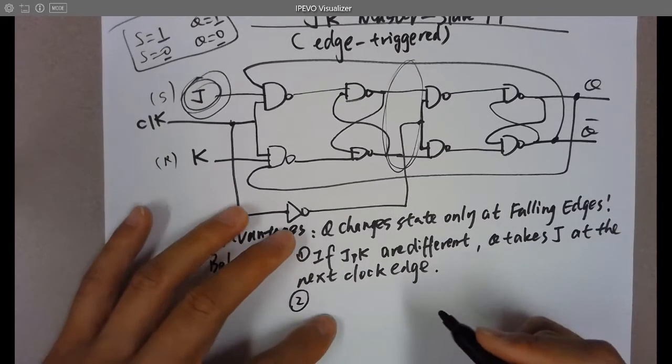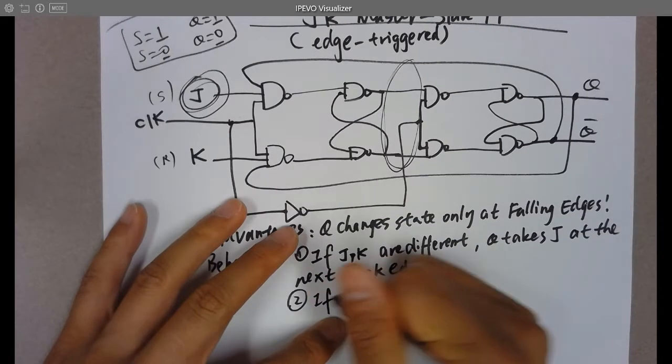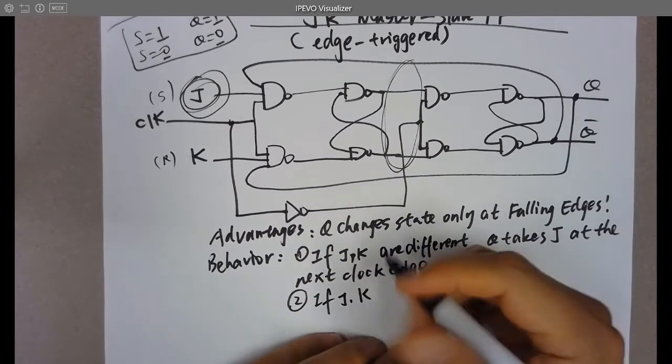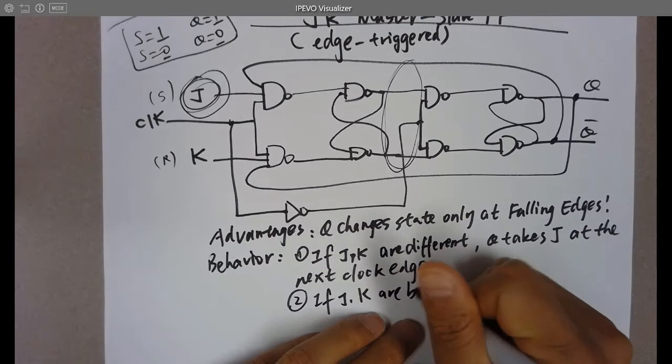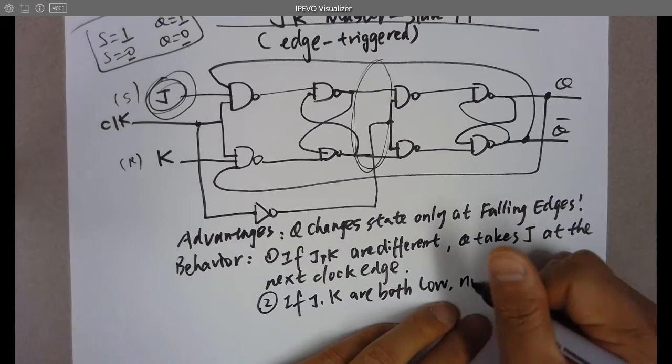And then another one, the second one, behavior. If J and K are both low, no changes.